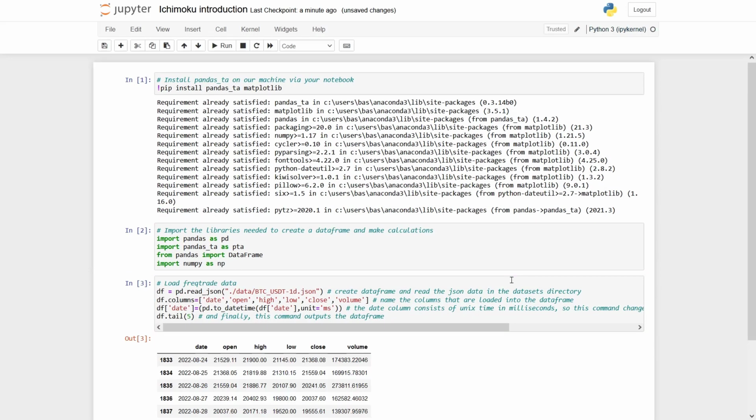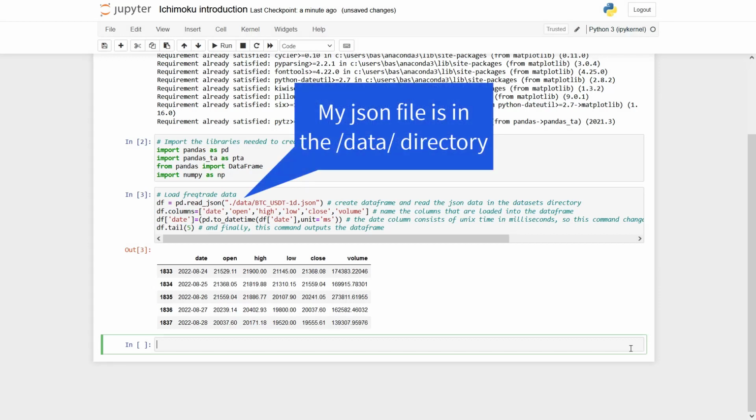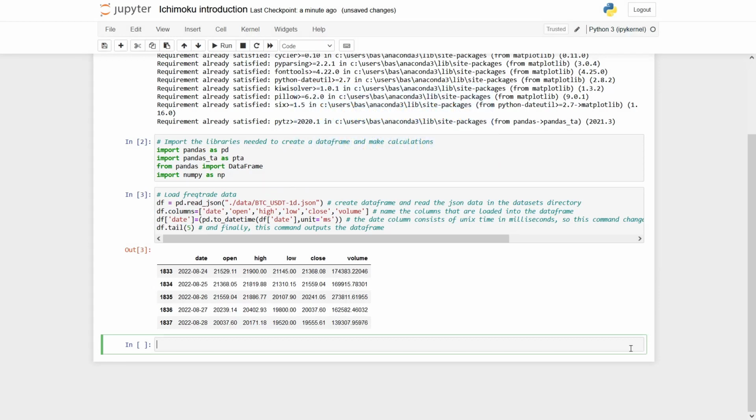After you have installed these modules, it's time to load the data that you want to analyze into a DataFrame. This data should already be downloaded and available for you, and in my case I have downloaded this data with the help of the FreqTrade bot. It was originally downloaded for use with backtesting, and it is in a JSON format. And if you have other formats like CSV for example, you should read the documentation from Pandas to learn how to load this into a DataFrame.